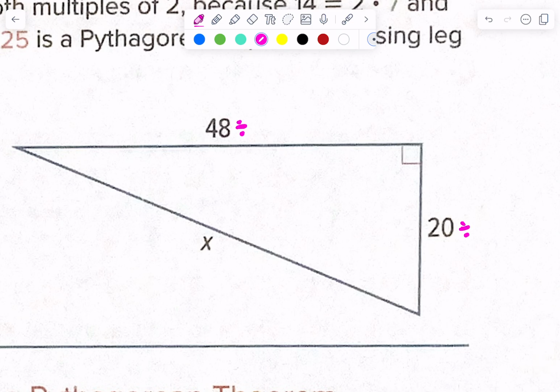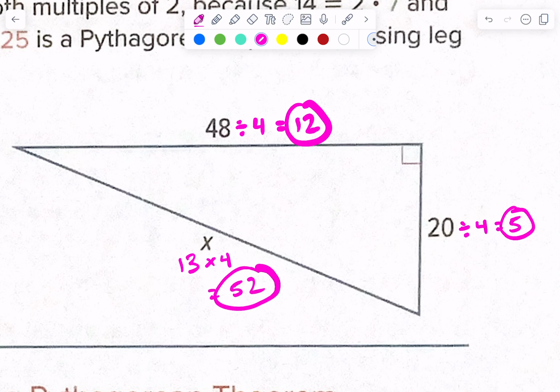20 and 48. What can you divide by? 4. 48 divided by 4 is 12. Okay? 20 divided by 4 is 5. 5, 12, 13. But I have to take this guy and multiply him by 4, which is 52. You're right. I thought you were multiplying. Nope, you got to multiply by 4 to get him back up to the actual scale factor.